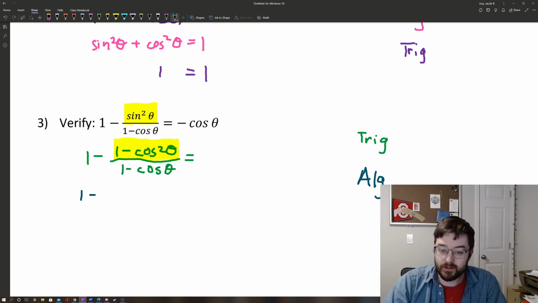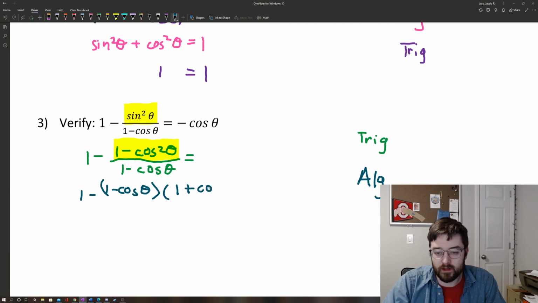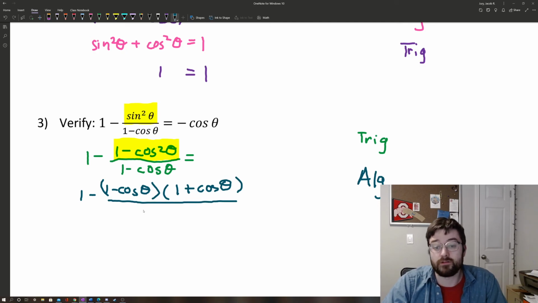Do y'all know what 1 minus cosine squared theta is as a binomial? It's a special binomial. These binomials only happen when you have one term squared minus another term squared, and that's the difference of squares. Because 1 is a squared term and cosine is a squared term, I get a perfect factorization: 1 minus cosine theta times 1 plus cosine theta. So this is calling on a lot of your skills for algebra and now trig.